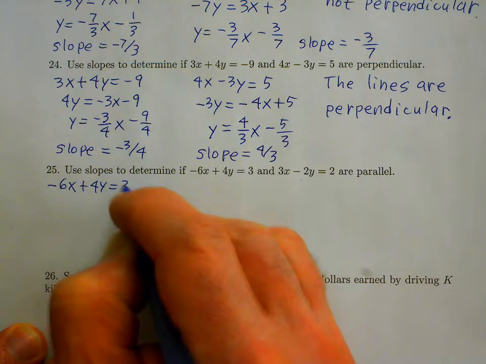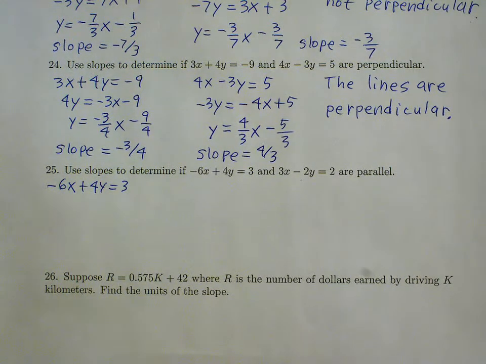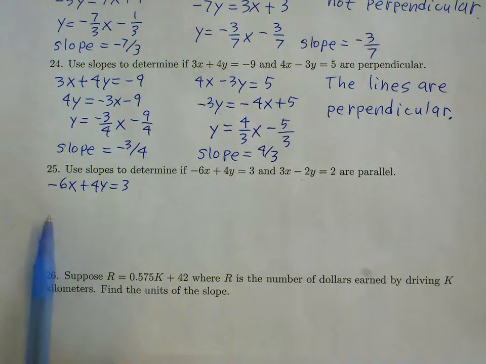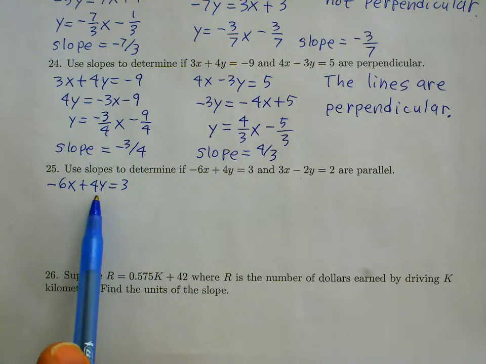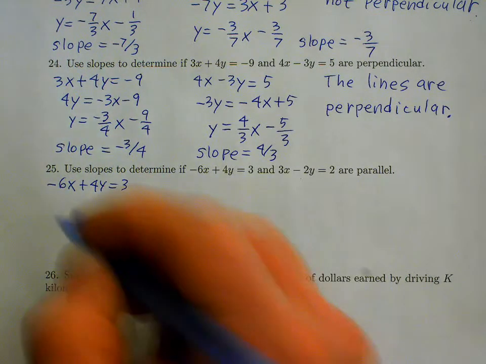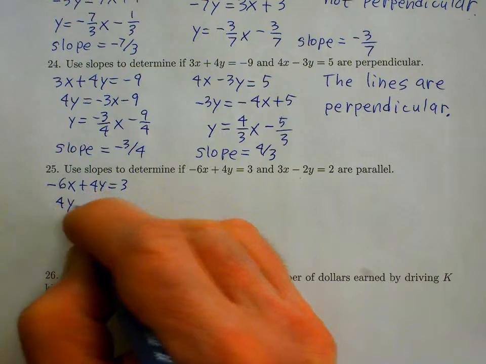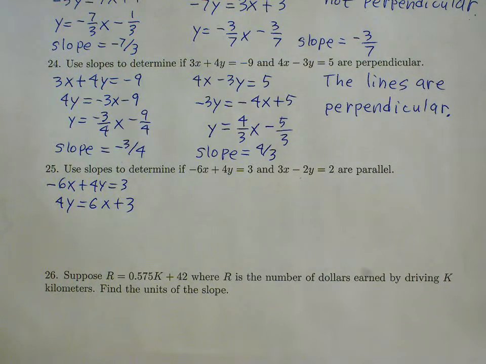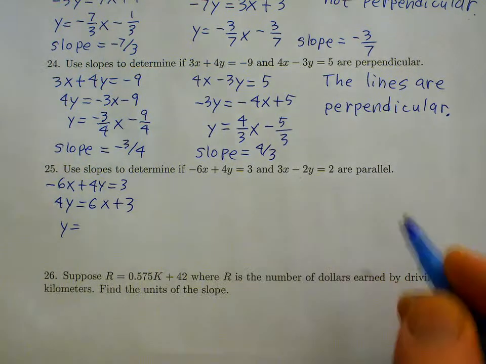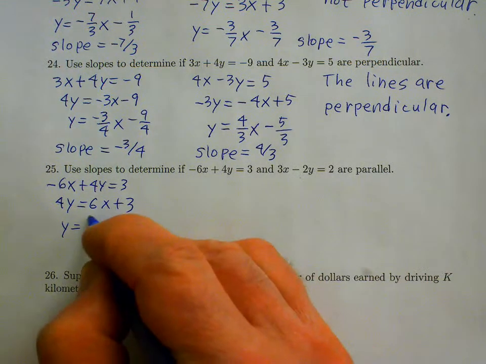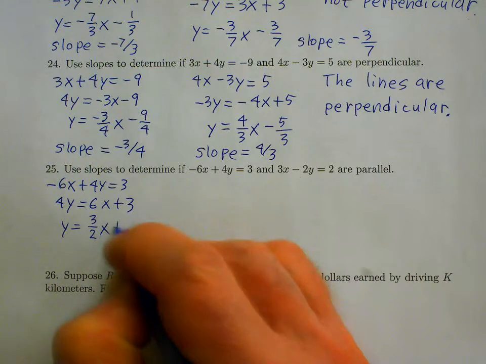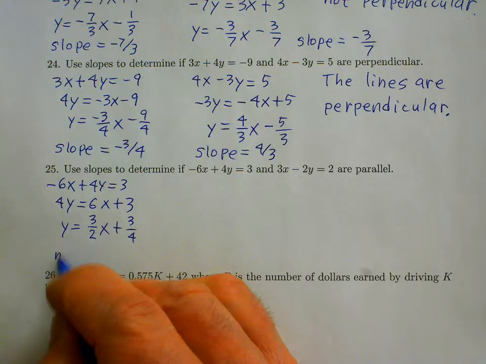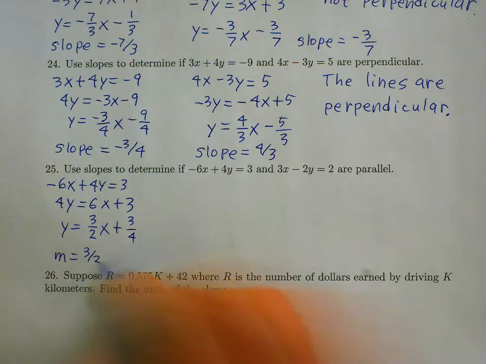So this is perhaps getting to be monotonous, but that's okay. It just reinforces what you're learning. Solve for y. First add 6x to both sides. We get 4y equals 6x plus 3. Then divide every term on both sides by 4. We get y equals 6 over 4x, which simplifies to 3 over 2x. And then 3 divided by 4 is plus 3/4. And the slope of this line is 3/2.